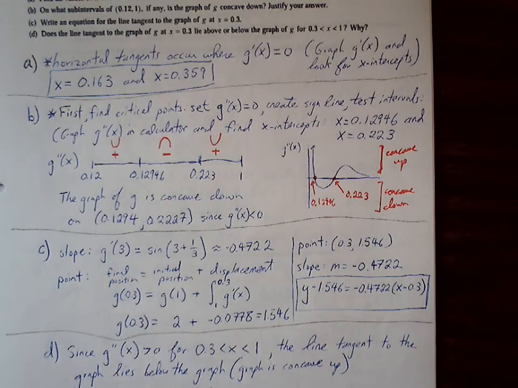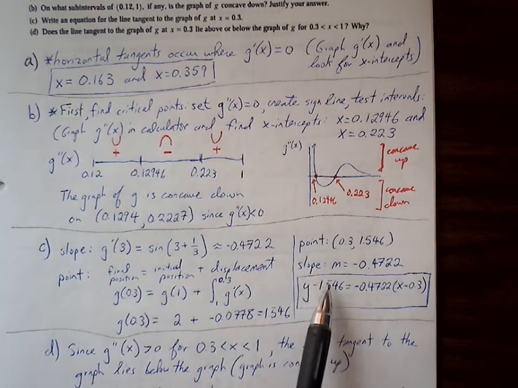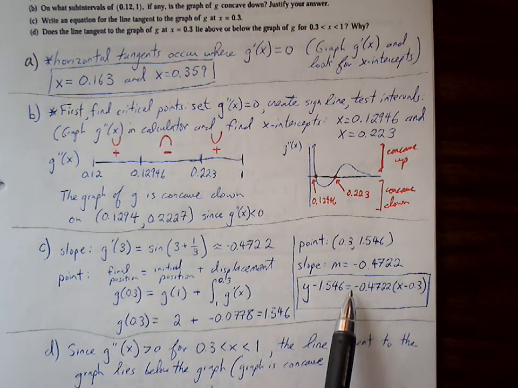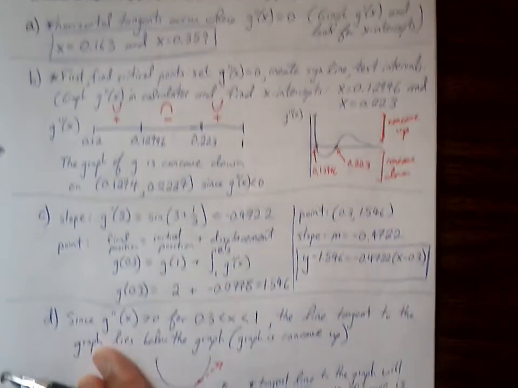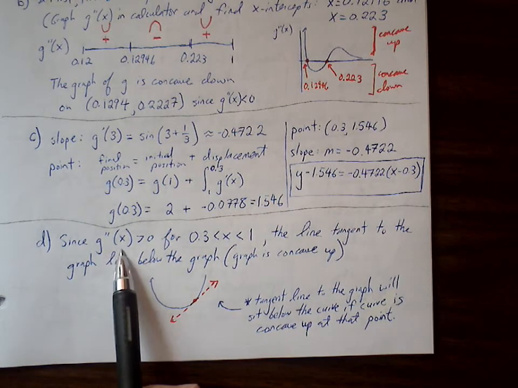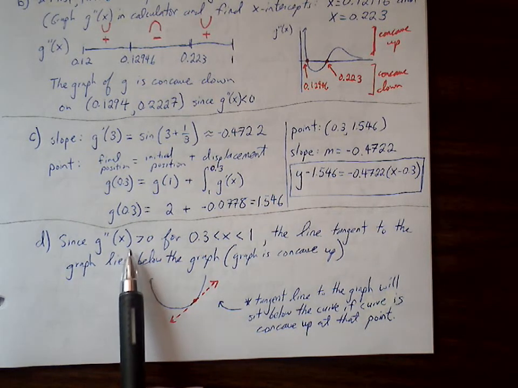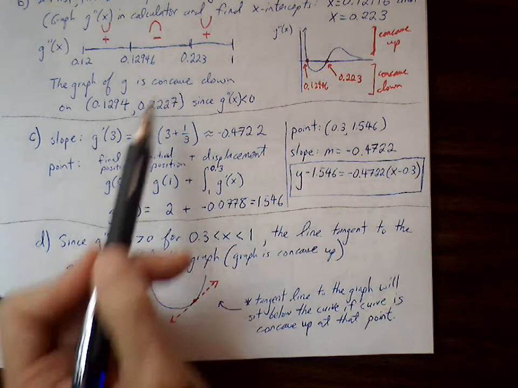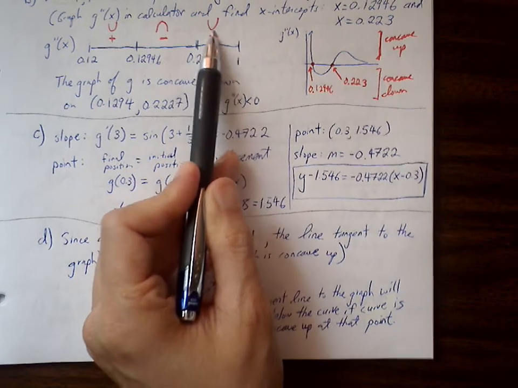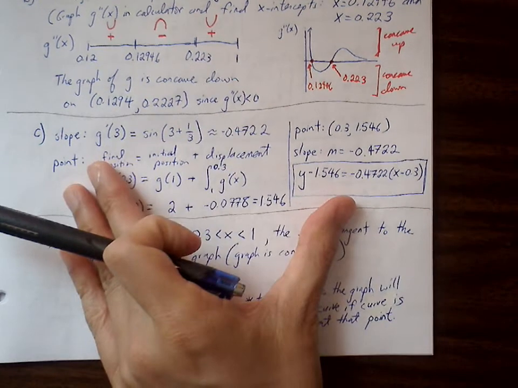Okay, part D, does the line tangent to the graph of g at 0.3 lie above or below the graph of g? So we want to know, is this tangent line going to sit above the original g of x graph or below the original g of x graph. And this is how we can tell. We look at the behavior of the second derivative function. Now, the second derivative function between 0.3 and 1 is clearly in the concave up behavior.